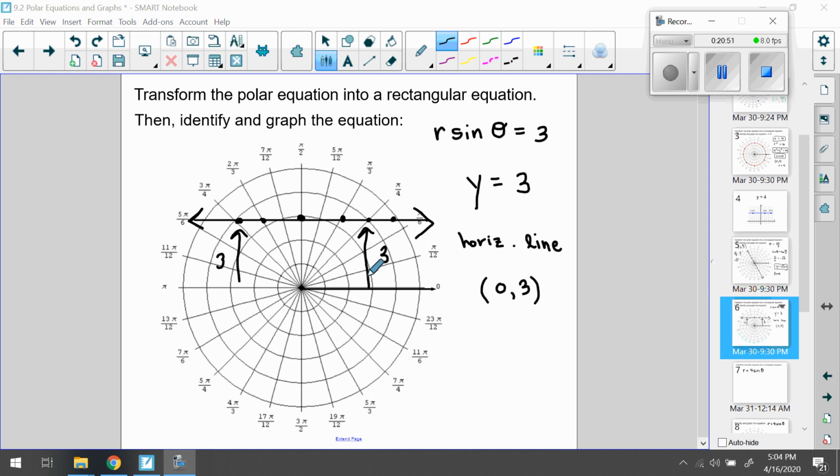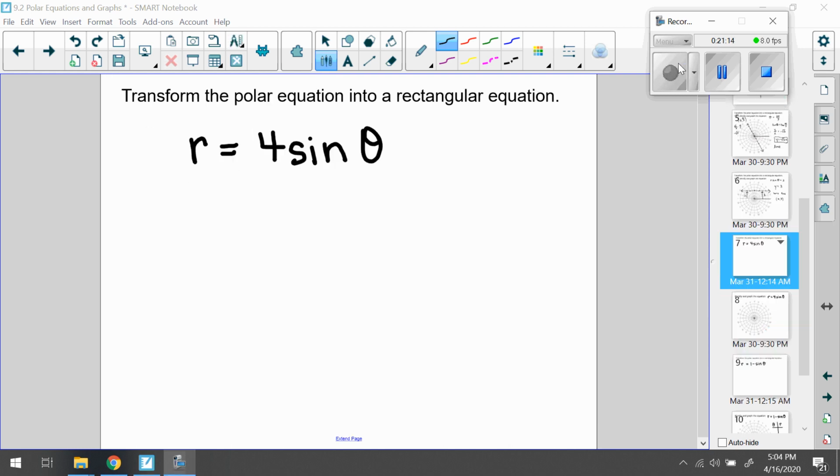And so instead of going up 3 units from the polar axis, I would start at my pole and I would go right 3 units. If you could imagine where your y-axis would be, up and down, and you go 3 units over to the right from that, what would that give you? That would give you a vertical line 3 units away. So you might see something like that in your homework.